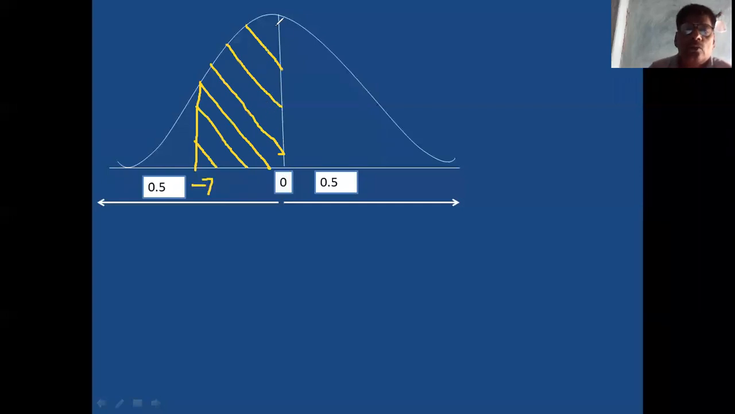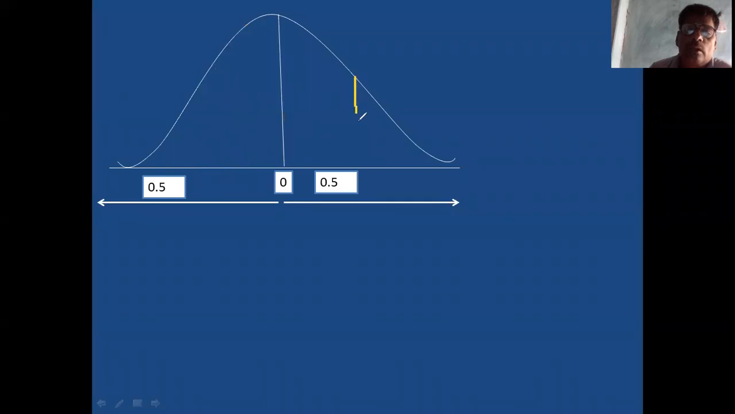Then you go through the table. In the normal distribution, what is the value of 7? You see the value of 7 and that is the probability answer. Okay? Next, come to the next example.